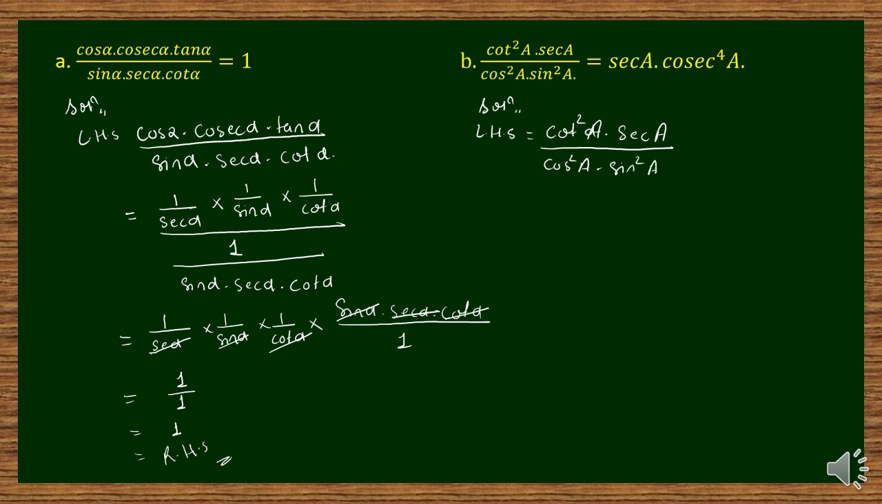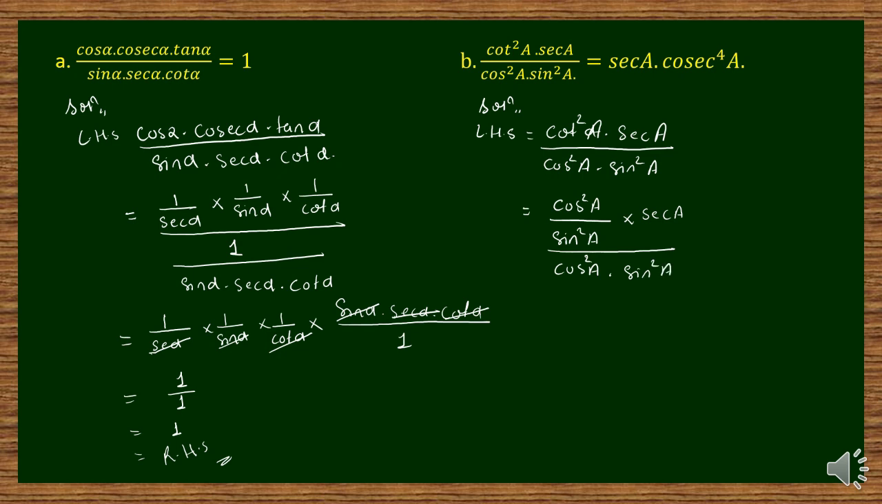So what we can do here, we have to bring it in the form of sec A and cosec A. So we will be converting this sin A in the form of cosec A, or we can use the formula like this: cot square A means cos square A divided by sin square A. We have cos square A divided by sin square A multiplied by sec A divided by cos square A into sin square A.